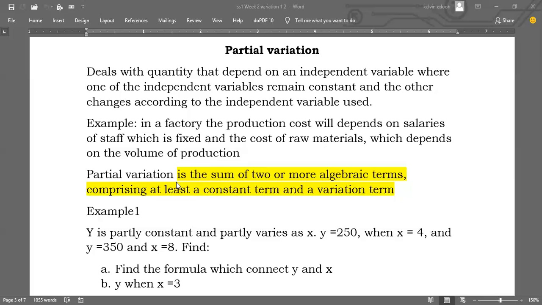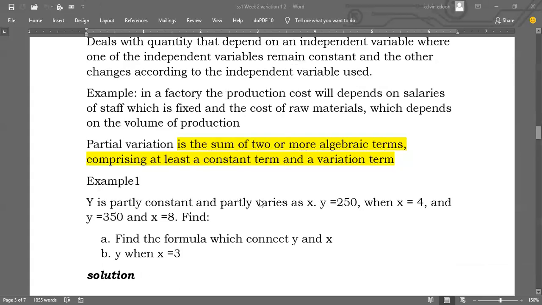And I told you that partial variation, in a nutshell, is the sum of two or more algebraic terms, comprising at least a constant term and a variation term. Sum of two or more algebraic terms. And I told you at this level, you're going to only do what? Sum of two algebraic terms. So that's the major aspect. When it comes to partial variation, you will be doing summation of what? Two terms.